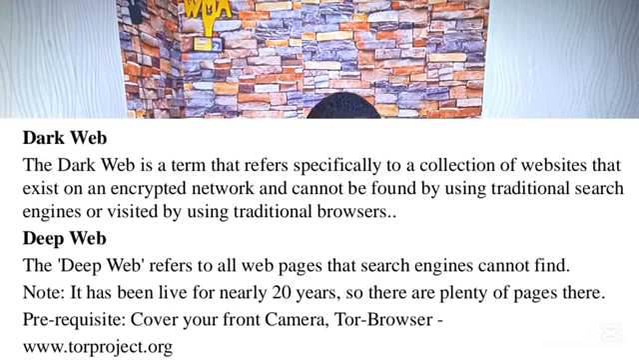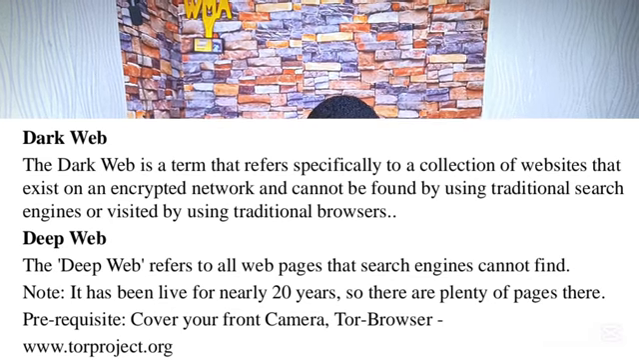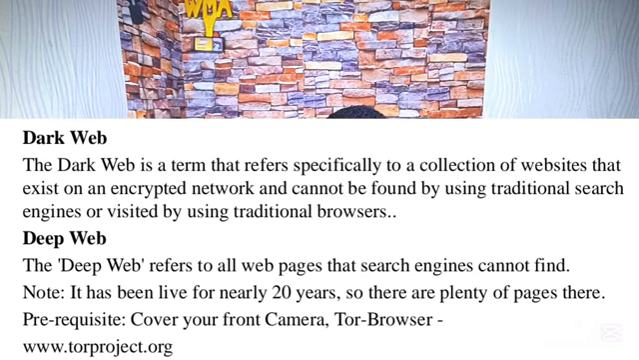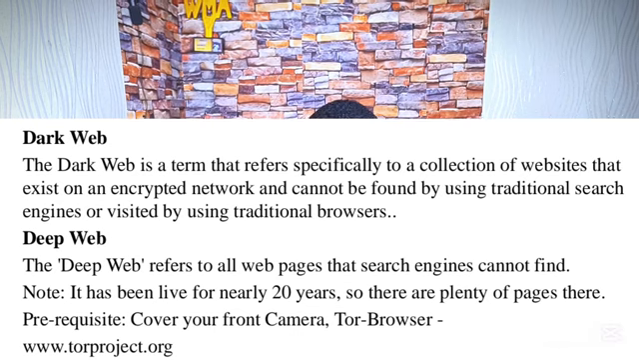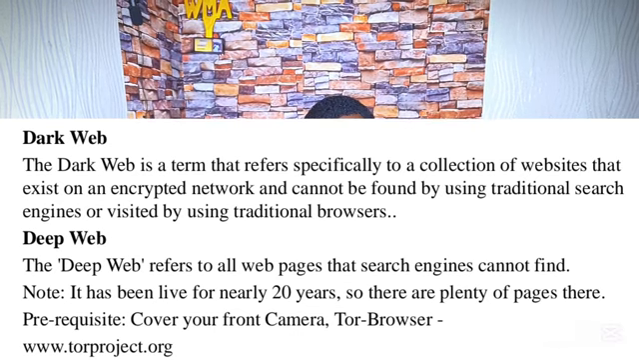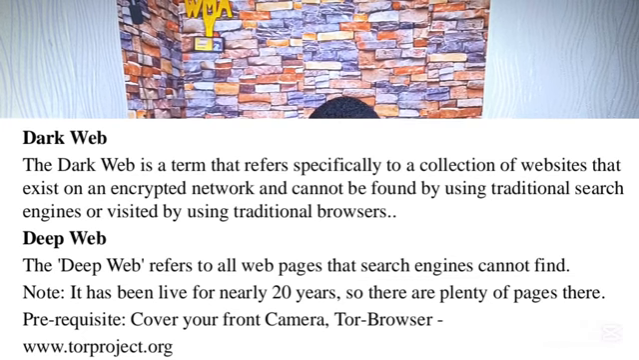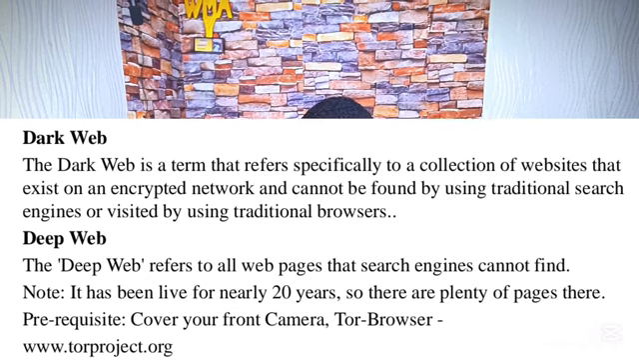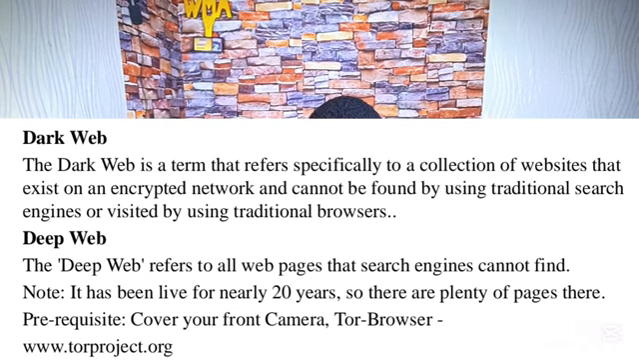The deep web refers to all the web pages that search engines cannot find. Note, it has been live for nearly 20 years. Let me say nearly 23 years right now. Nearly 23 years, so there are plenty of pages there.